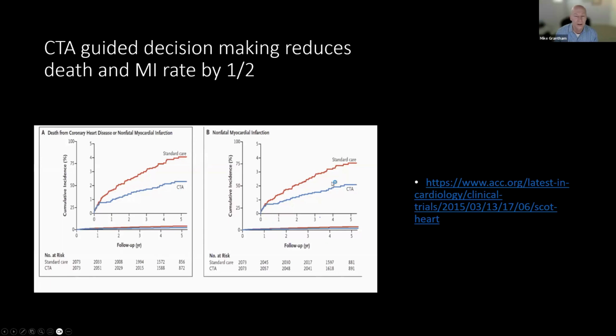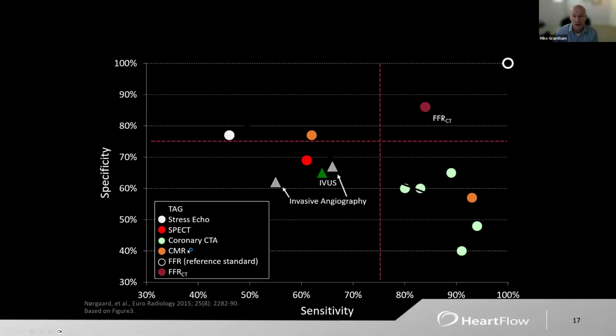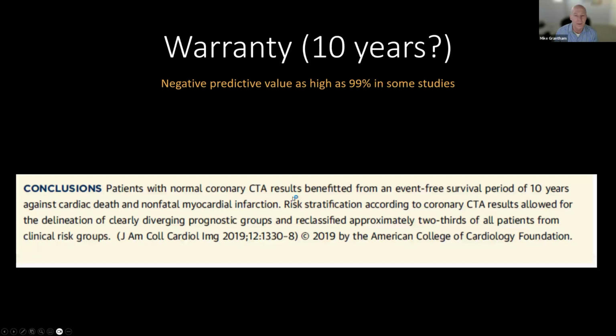And what they found is at 5 years, the CTA group had nearly half the myocardial infarction rate, as well as nearly half the death rate from myocardial infarction. And again, why is that? It's because of this high sensitivity. You're picking up patients who have disease, getting them appropriate treatment where standard care might be missing those.